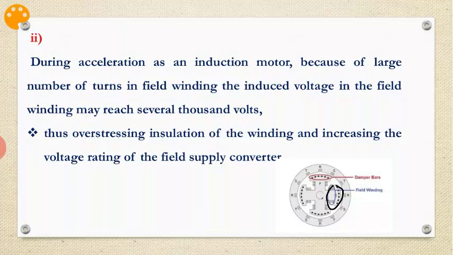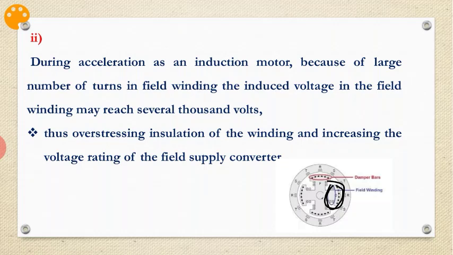As the field winding consists of a large number of turns, voltage is induced in the field winding because the rotor is rotating, hence there will be an induced EMF in the field winding. The field winding is in the rotor, as you can see here. When you start as an induction motor and the rotor rotates, I repeat, there is an induced voltage in the field winding.